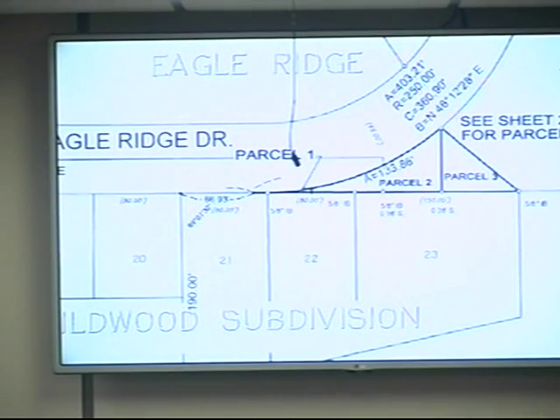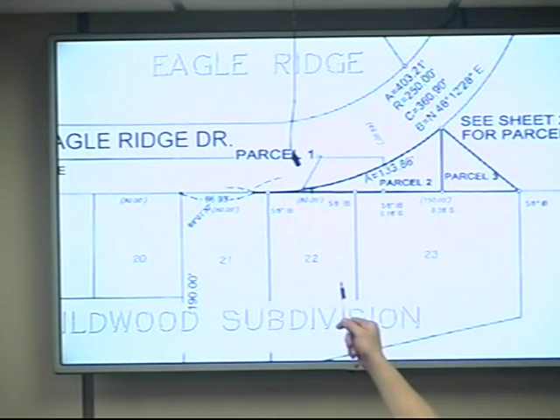So the reason there's two parcels is actually kind of interesting. One is Wildwood subdivision and one is Eagle Ridge addition. And so you have to have two parcels because they're in different additions. So that's why you've got this very, very small point on the land on that map.